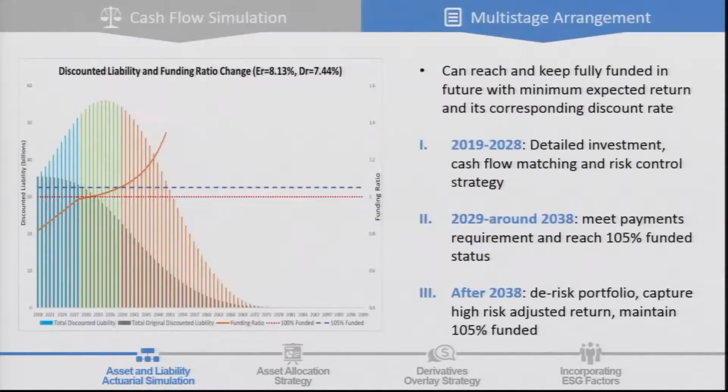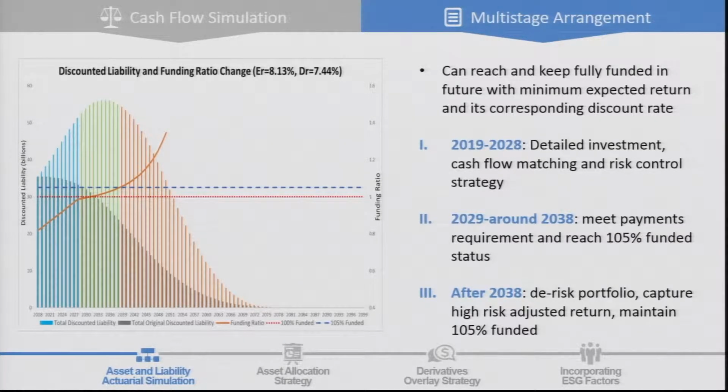billion bond. After simulating all the cash flow, we calculate a minimum average annual return with its corresponding discount rate, which can make and keep Vampers fully funded in the future. The required return is 8.13% with a consideration of transaction cost. The discount rate based on our asset allocation model and actual area return assumption is 7.44%.